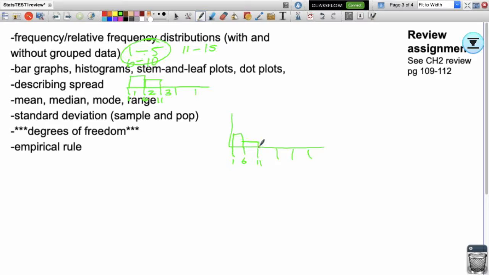If you don't have group data like that, if they're just solid numbers, everything that's 1 or 2 or 3 or 4, then you can label them in the middle. But otherwise, you should not be.